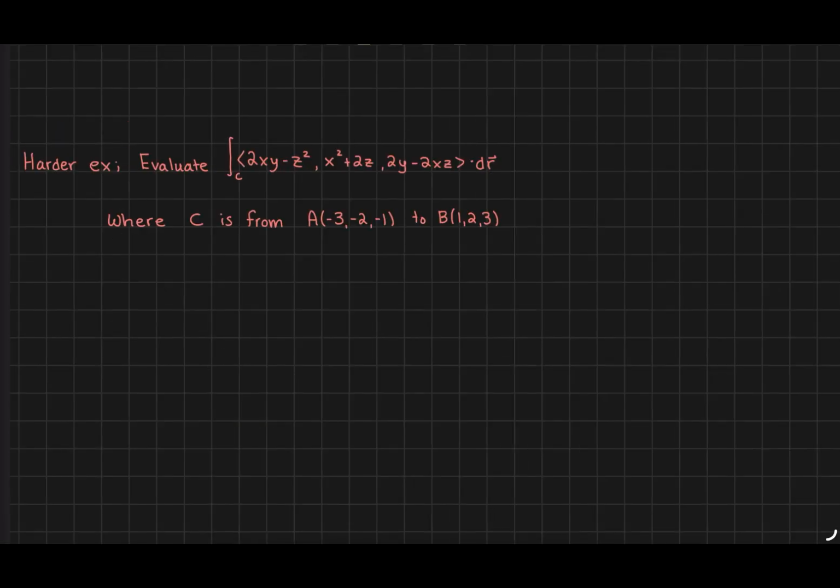Harder example here. We're asked to evaluate the line integral of (2xy minus z squared, x squared plus 2z, 2y minus 2xz) dr, where C is from A (-3, -2, -1) to B (1, 2, 3). So, spoiler alert, this is going to be conservative, since it's obviously in the conservative vector field video, but how are we going to check?